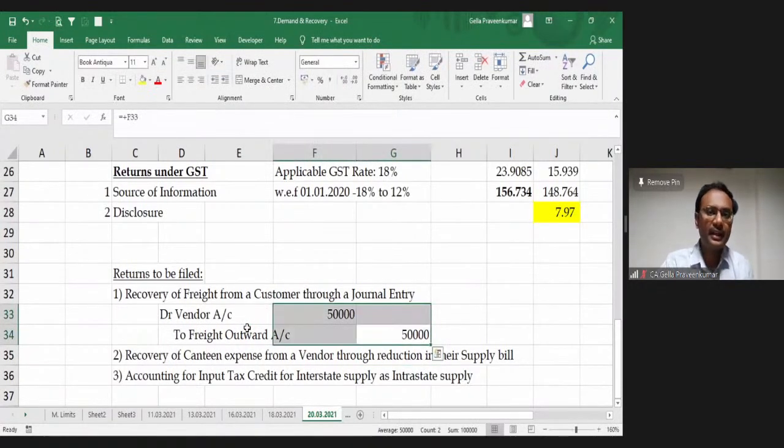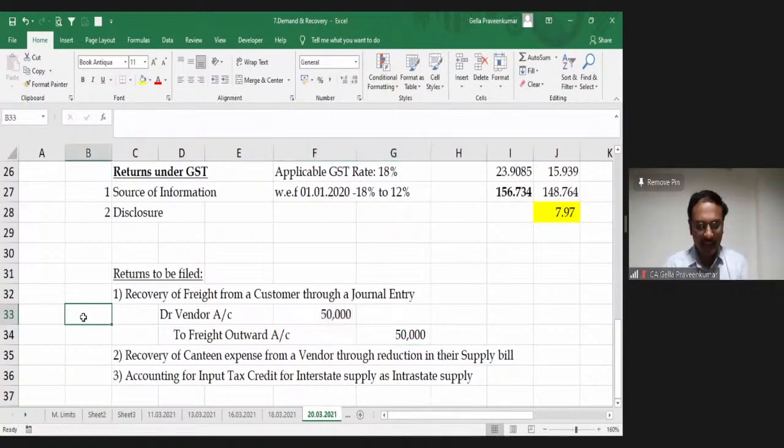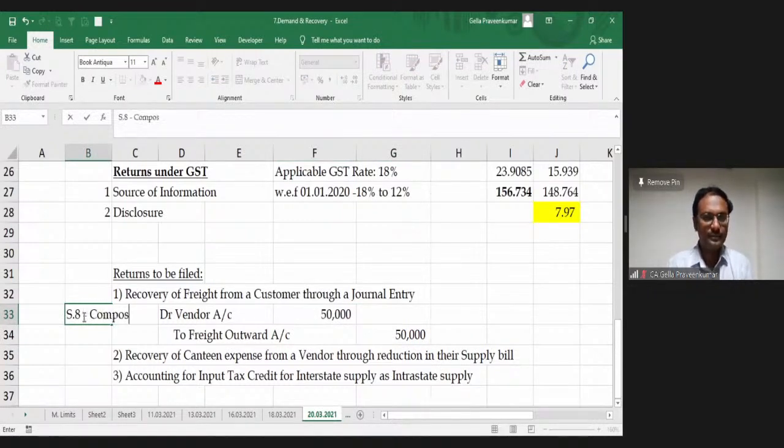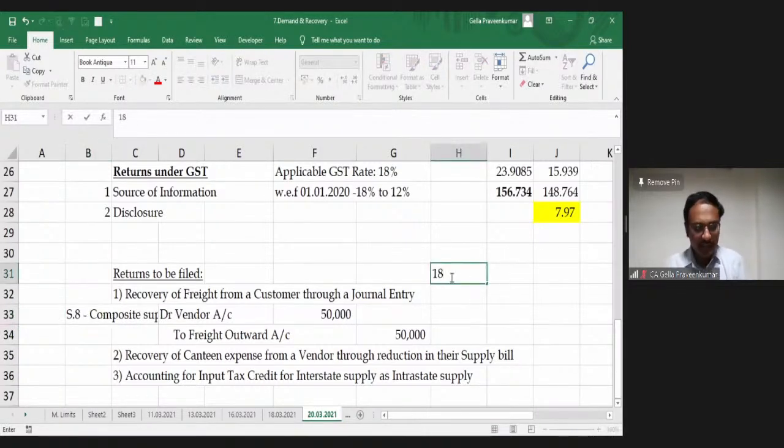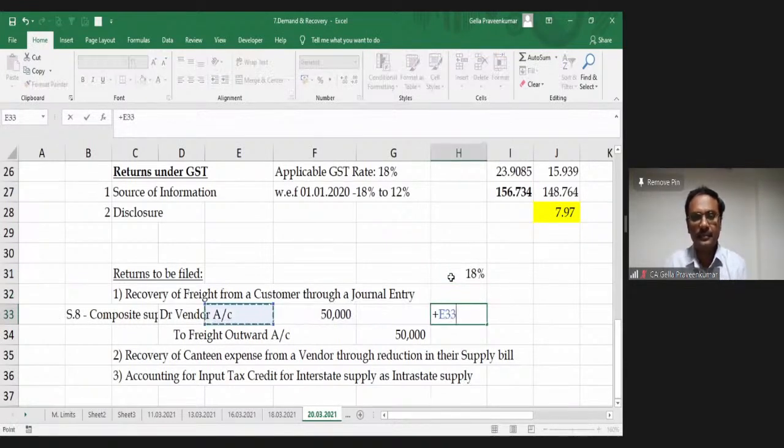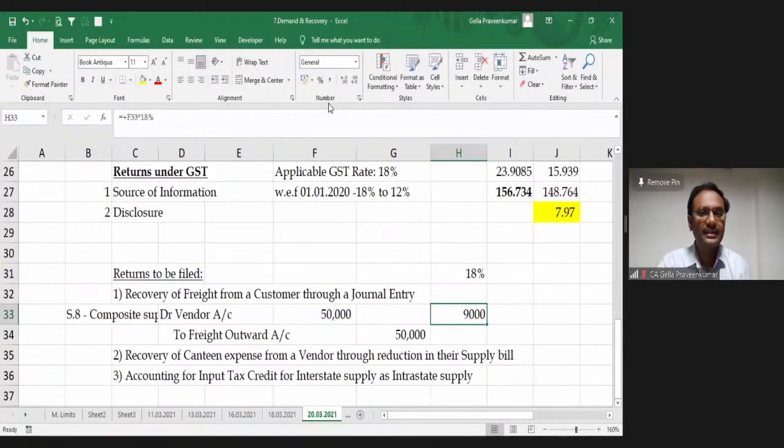And this recovery, assuming it is in relation to composite supply, section 8, where there is a composite supply. And my rate of tax is 18%. If my rate of tax is 18% on 50,000, this 9,000 is a GST payable that goes out of identification. This 9,000 goes out of identification. Now, this is the point where I was saying, so what if I have filed my returns? Can I do a rectification? Can I do a revision of that particular return?